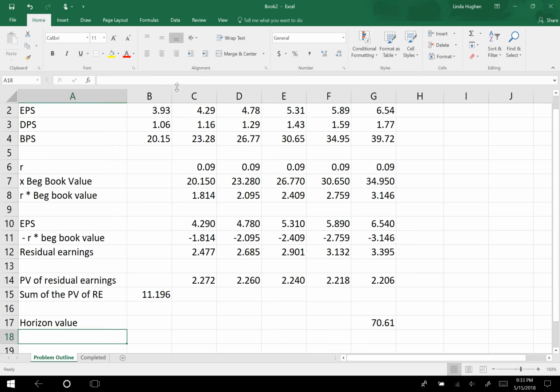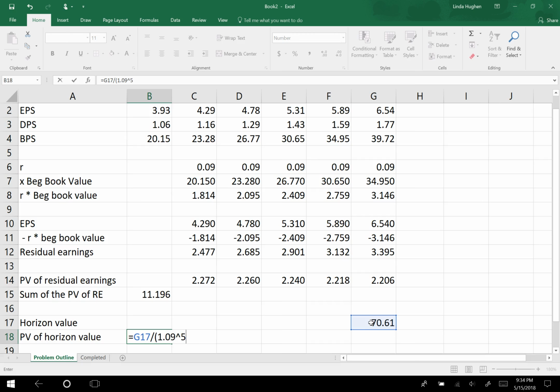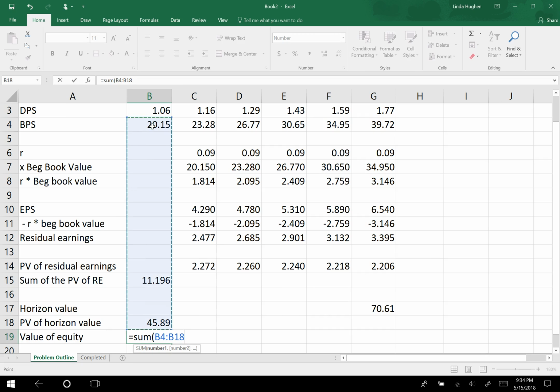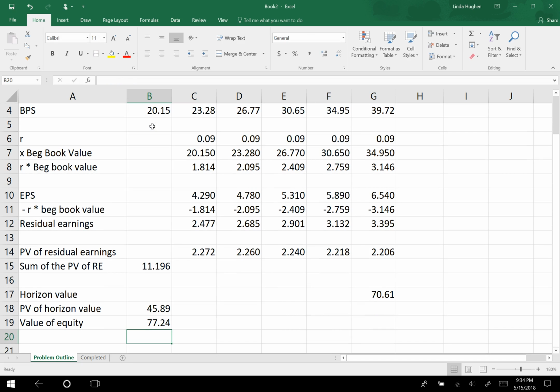We need to bring this into today's dollar terms, so we take the present value of this horizon value. So we take our future value of 7061 and discount that back 5 years to get the present value of the horizon value of 4589. Now we can find the value of the equity equal to the sum of the present value of the horizon value, the present value of the residual earnings, and the current book value per share. And we get a value of equity per share of $77.24.